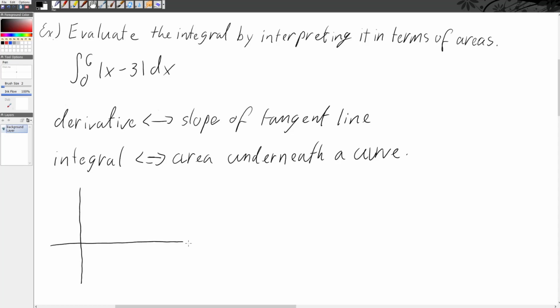This is an absolute value function that has been shifted 3 spaces to the right, meaning if you put in 3, you should get 0. If you put in 4, you should get 1. And if you put in 2, you should get 1 as well. Connect the dots.